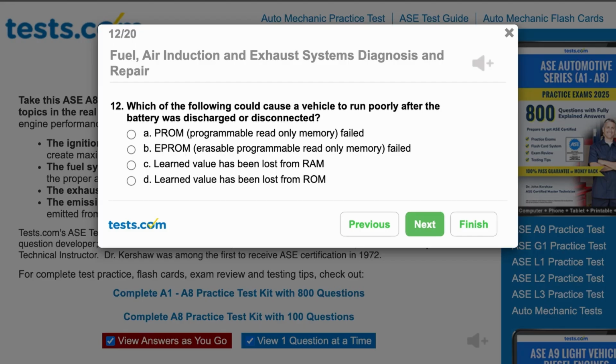Which of the following could cause a vehicle to run poorly after the battery was discharged or disconnected? A. PROM, programmable read-only memory, failed. B. EEPROM, erasable programmable read-only memory, failed. C. Learned value has been lost from RAM. D. Learned value has been lost from ROM.